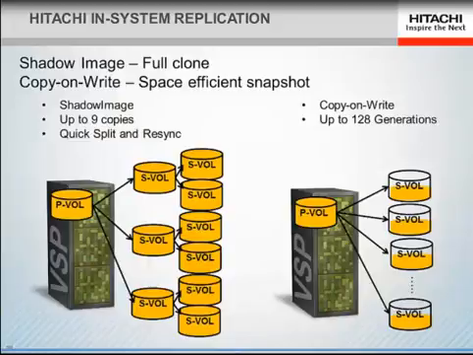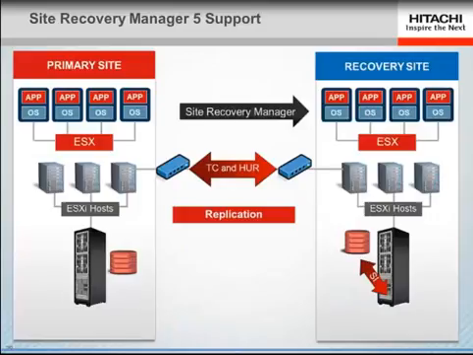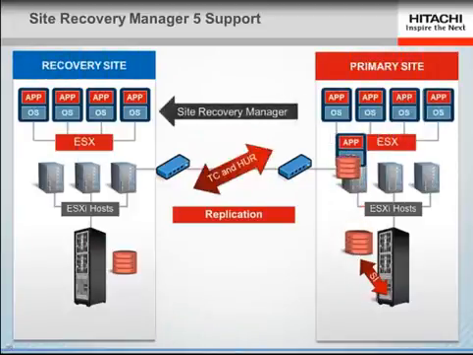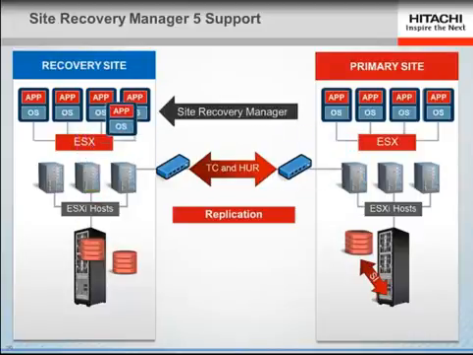In in-system replication, we have two types. ShadowImage is the full clone. It can create up to 9 copies within the same subsystem. Copy-on-Write is a space-efficient snapshot, and it can provide up to 128 generations of the same dataset. We have full Site Recovery Manager support, starting with vSphere 3.5 all the way up through vSphere 5.0. We support failover, test failover non-disruptively using ShadowImage or Copy-on-Write, reprotect, and personality swap.